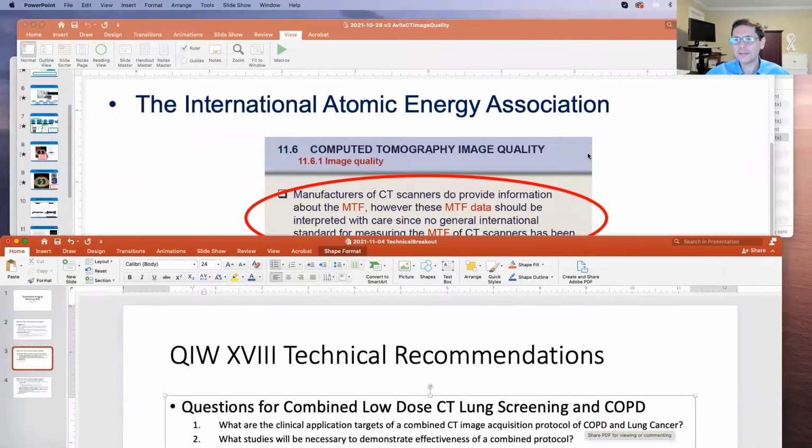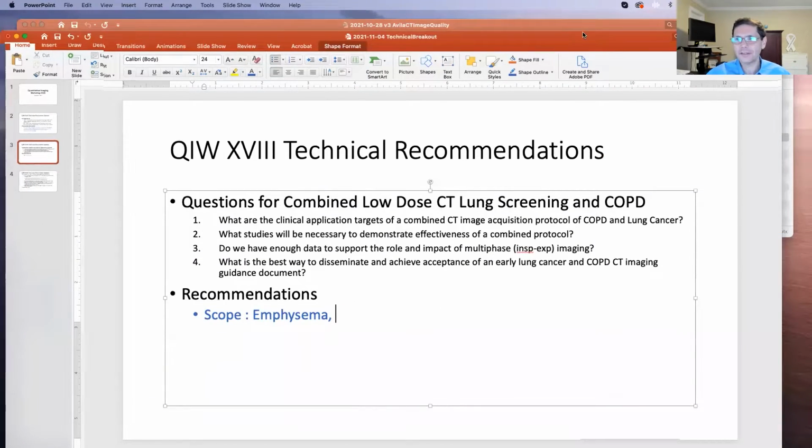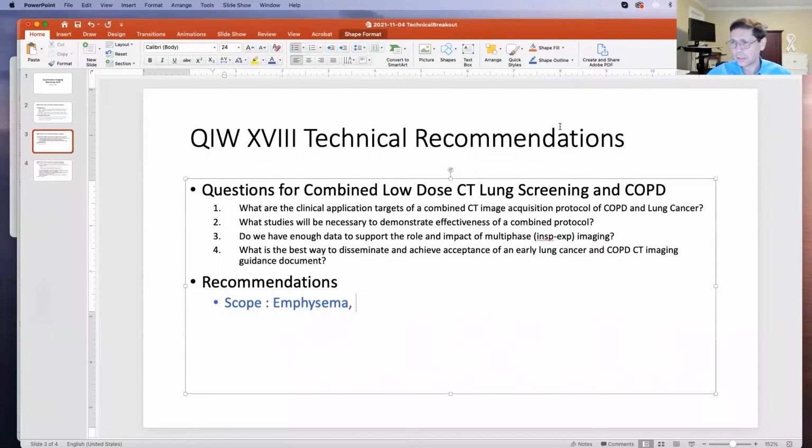We don't even know if the scanners are giving us consistent enough information for that to work. Okay. But actually the lung density group in COPDGene has spent a lot of time on this. So George, do you want to say something about that?